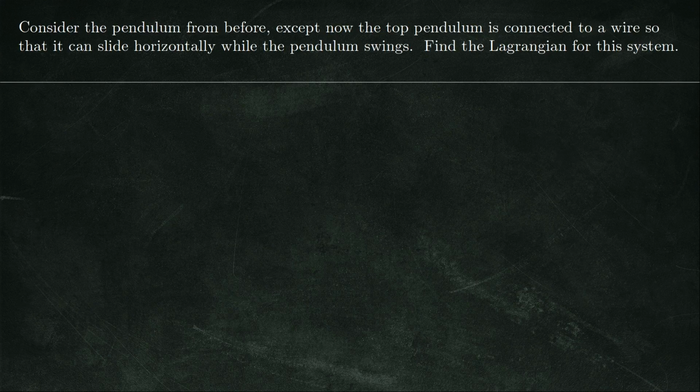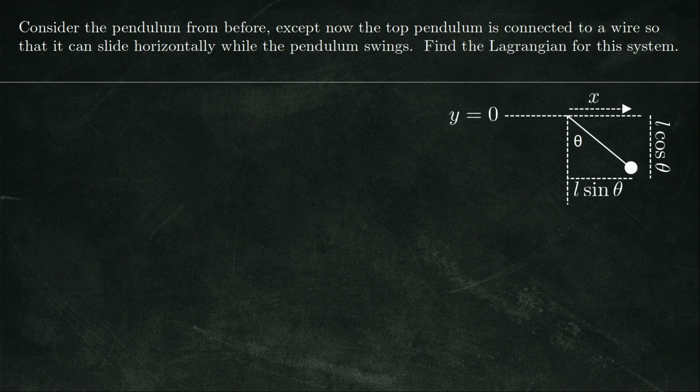In this example, we have a pendulum, except now the top of the pendulum is free to slide horizontally while the pendulum swings. There's a diagram of it here. The difficulty with this is the best coordinates to use are theta, the angle of the pendulum, and x, which is the location of the top of the pendulum. However, writing kinetic energy in terms of these coordinates, it really isn't obvious.